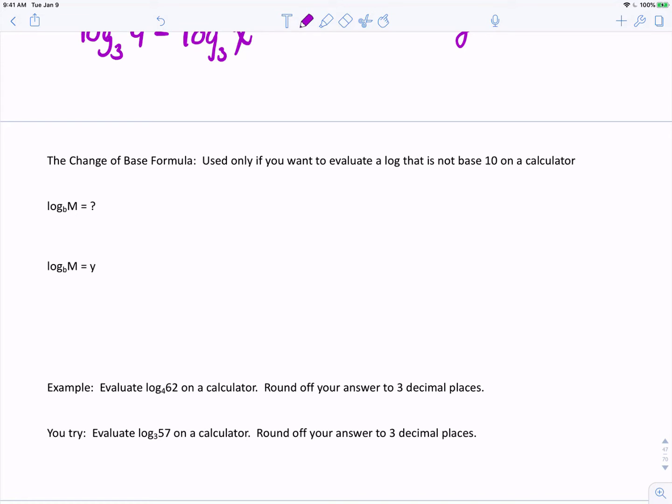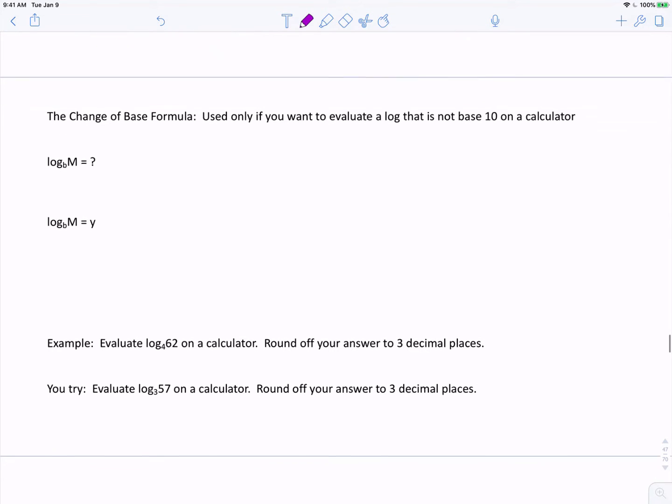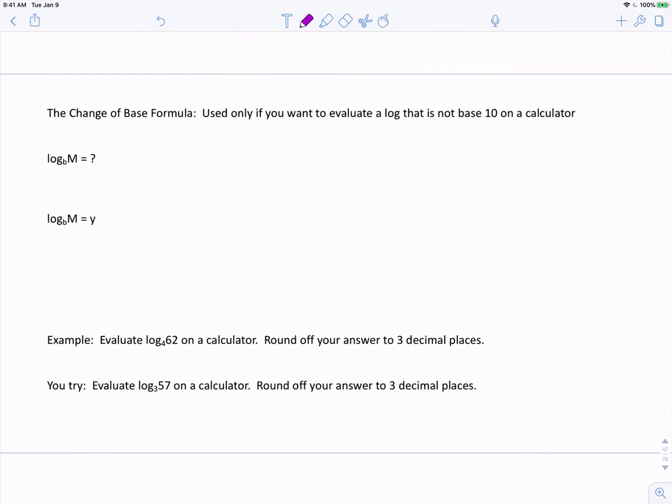The last thing in this section is a change of base formula. So you may have wondered, well, how do I do logs on my calculator if it's another base? We know we can do common logs base 10. We know we can do natural logs base e. But what if we have another base? So the change of base formula. It's used only if you want to evaluate a log that's not base 10 on a calculator and also not base e. So log to the base b of m, so some other base.